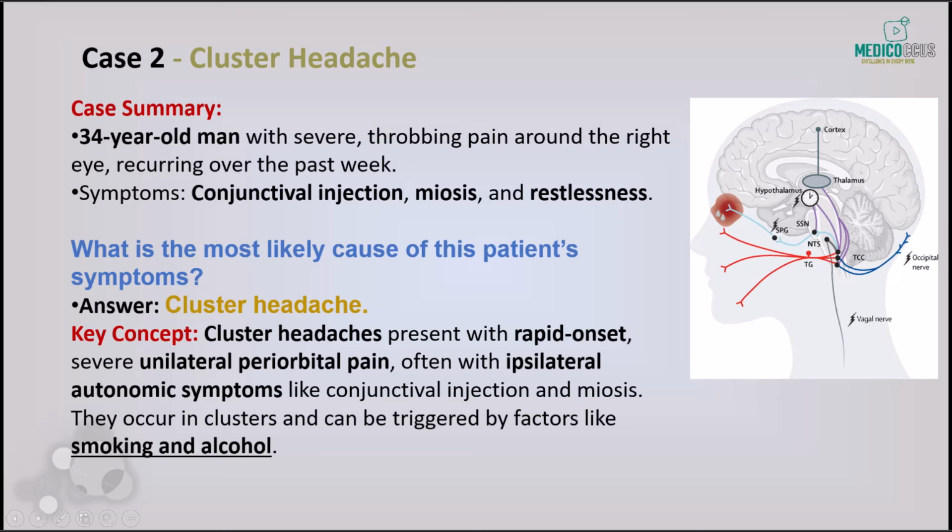It's also worth mentioning that this patient's lifestyle, specifically smoking and alcohol consumption, are well-known triggers for cluster headaches. These factors can either bring on an attack or make them worse, so they're important pieces of the puzzle when managing these patients.